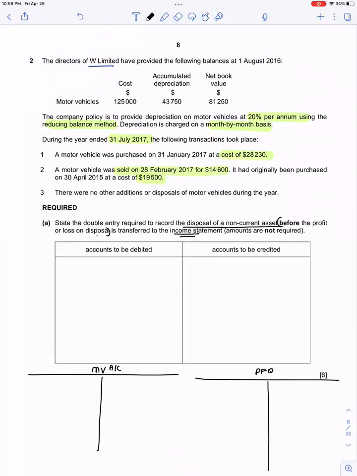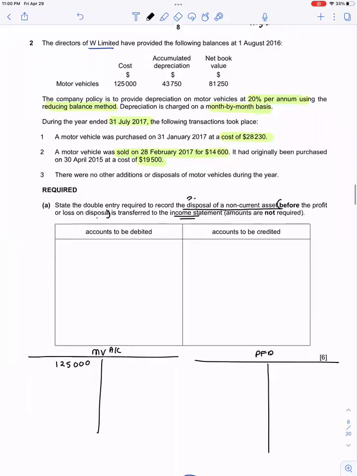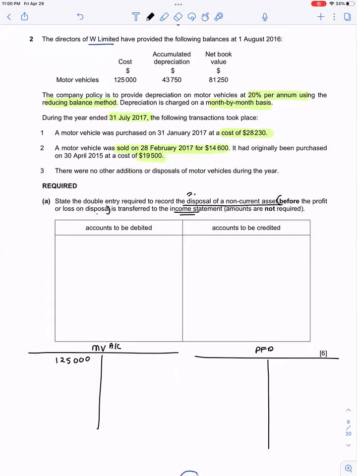What is the cost of the motor vehicle? 125,000. What is my year? August 16 to July 17. Are you with me? Yes. I'm just doing as per the concept that I know. Just to see what journal entries are required for the disposal of the non-current asset before I transfer it to the income statement. Okay, let's see. Motor vehicle 125,000 and accumulated depreciation is 43,750.